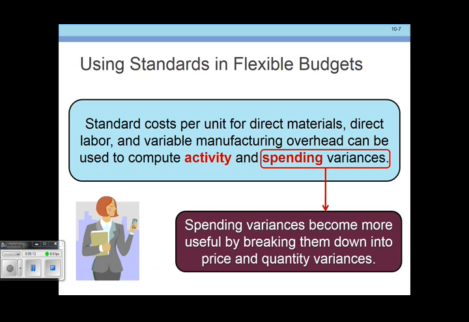Now, standard costs were what we used for direct materials, direct labor. It can be used to compute activity and spending variances. Okay, and activity variances we calculated in the last chapter. So what we're going to calculate here in chapter 10 are the spending variances. Okay, and what we're going to do is take those spending variances and break them down into price variances and quantity variances.